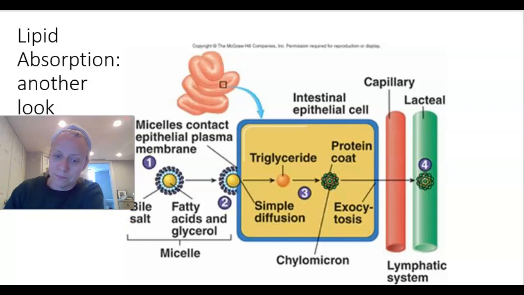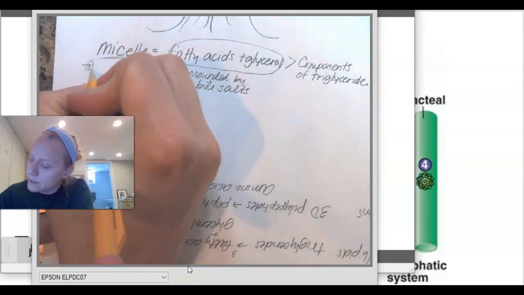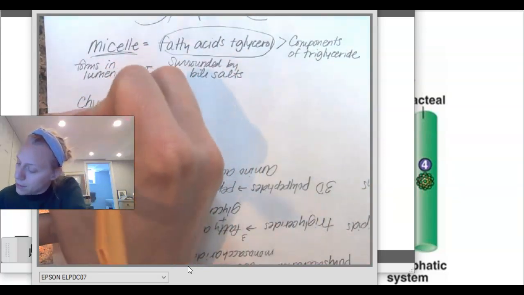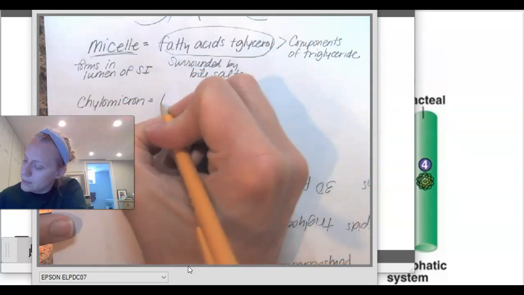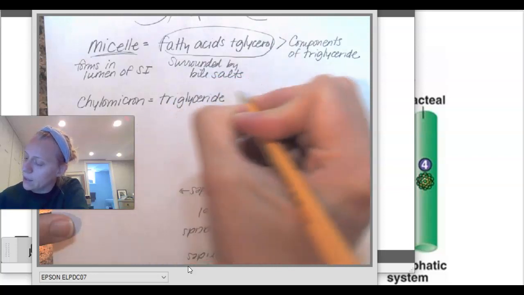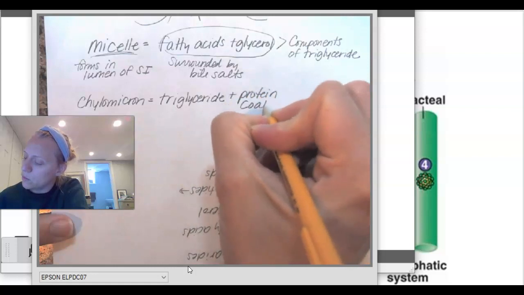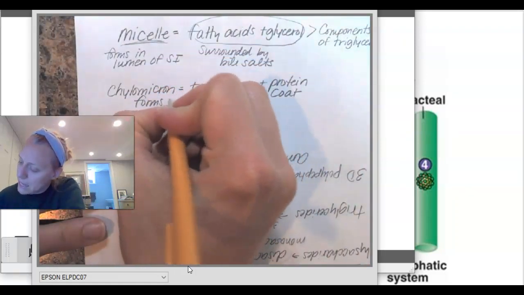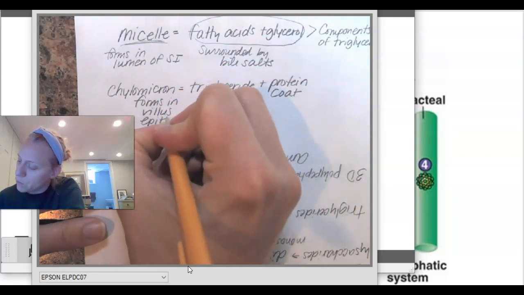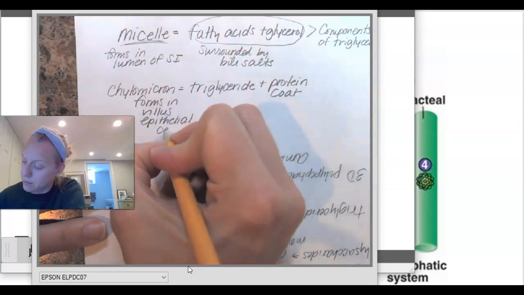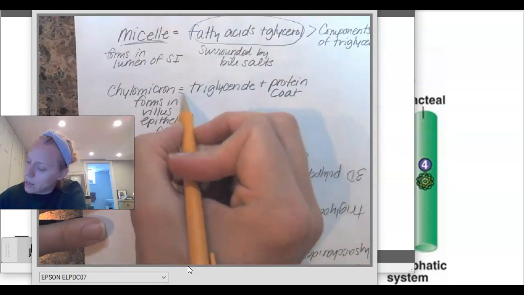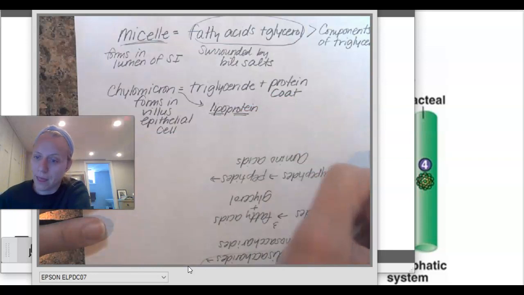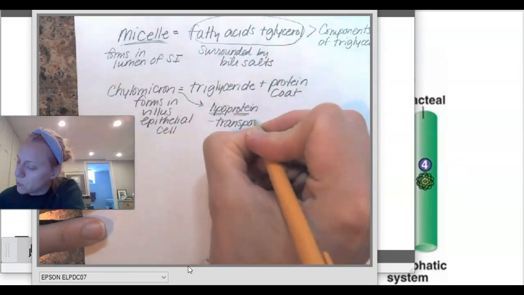Okay, so a micelle forms in the lumen of the small intestine. A chylomicron is a triglyceride recombined that's coated with proteins. So it's a triglyceride coated with proteins. This forms in the villus epithelial cell, which is a simple columnar epithelial cell. And the chylomicron, we call this a lipoprotein. Look at the terms here: lipid plus protein. The whole point of this is this allows for lipid transport.